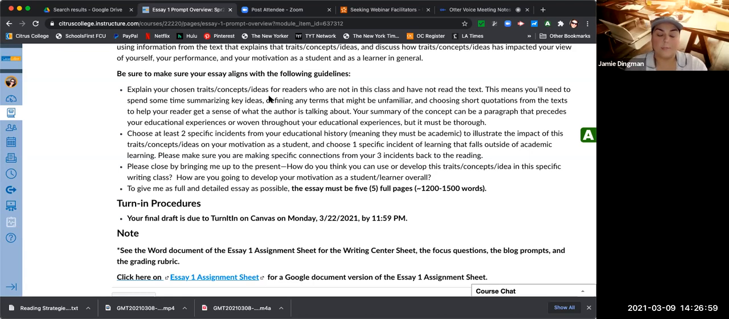So number two, choose at least two specific incidents in history, meaning they must be academic, to illustrate the impact of this trait, concept, or idea on your motivation as a student, and choose one specific incident of learning that falls outside of academic learning. So I would like two examples to be from school, right? And it can go all the way back to elementary school, middle school, high school, and then one experience of you learning that's non-academic. So like a hobby, learning to skateboard or learning to cook or learning to knit or learning to play the guitar, whatever it is. Right? What's a learning experience that you had that wasn't related to school?